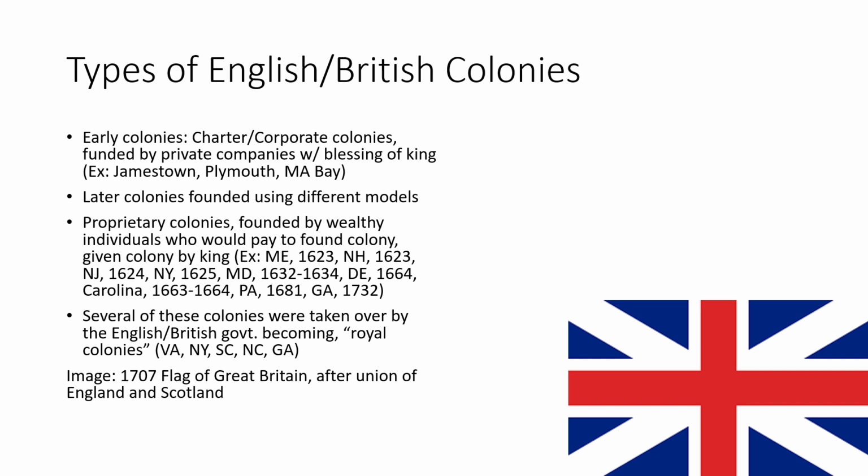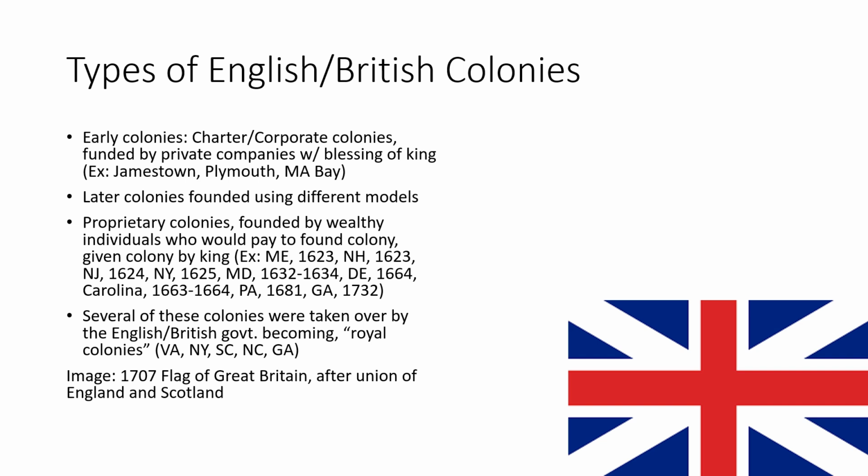I want to add some additional clarification about the differences in the types of English and eventually British colonies as England becomes Great Britain after 1707 with the union of England and Scotland. And the types of colonies, charter/corporate colonies, proprietary colonies, and royal colonies, they are significant because they're a reflection of the growth of the English Empire and then eventually the British Empire and the increasing centralization of the English and eventually British Empire.